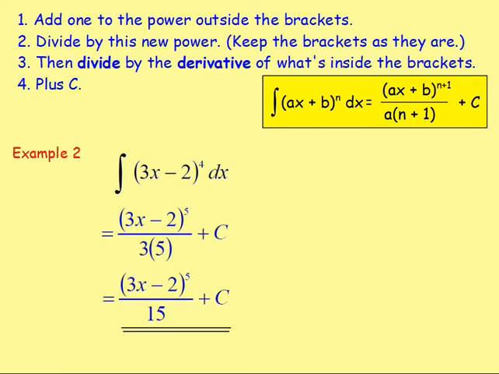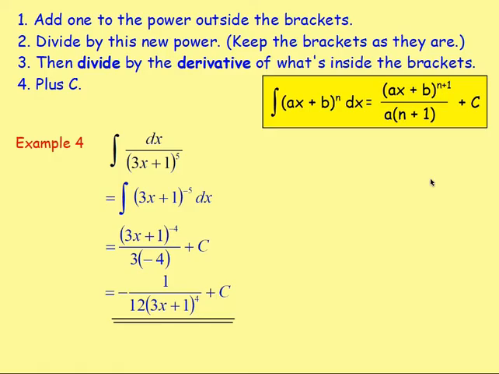We'll look at some examples, such as this one here, 3x minus 2 all to the power of 4. Add 1 to the power, divide by the new power. But then differentiate what's inside the brackets and divide by that as well. So we'd get the 3x minus 2 all to the power of 5 and then divide by that 15. Don't forget, when you're integrating, if there's no limits, what do you have to add on the end, Ms. Amel? Plus C. Yes, you need your plus C.